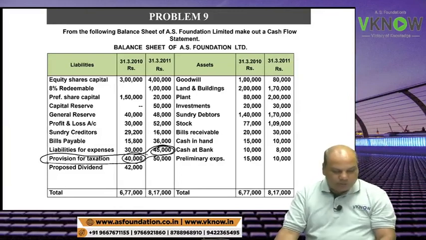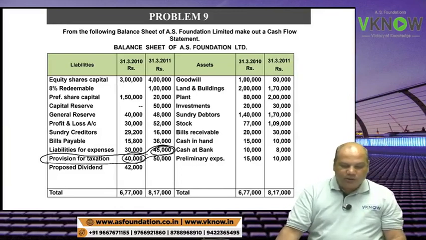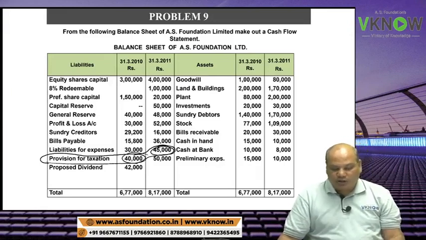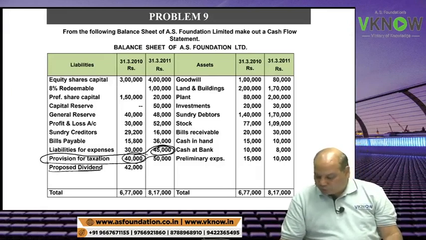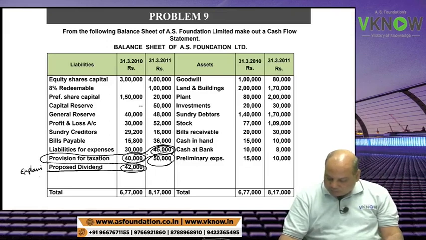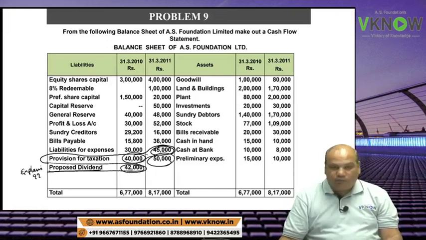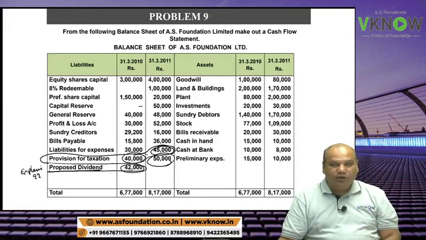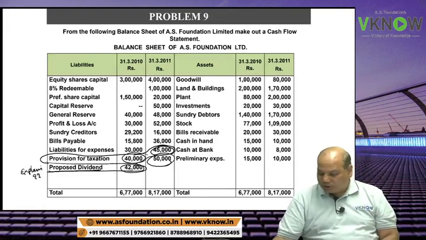Some adjustment is printed below. We'll check that. Then proposed dividend, opening is 42, closing is 50. So this I will explain in a minute. Opening and closing I will explain. This requires some explanation. Question pending.